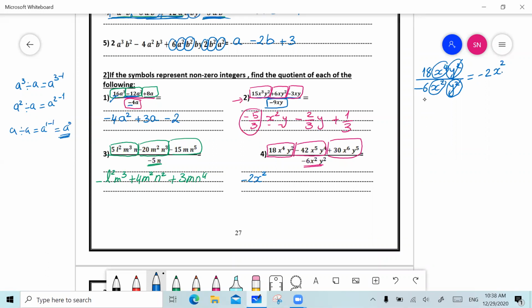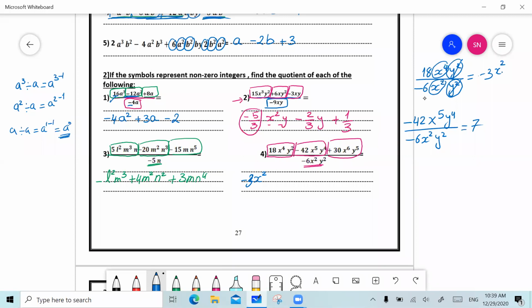Now I will go for the second term, negative 42, x to the power of 5, y to the power of 4. I want to divide it by negative 6, x squared, y squared. Again, the first step, we go and divide the coefficients together. Negative 42 divided by negative 6, this is equal to positive 7.